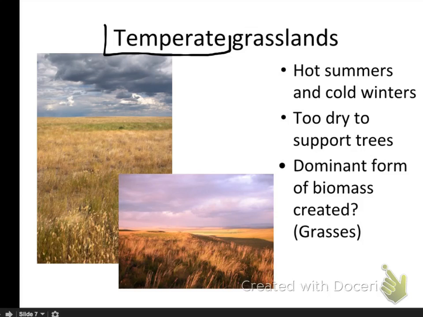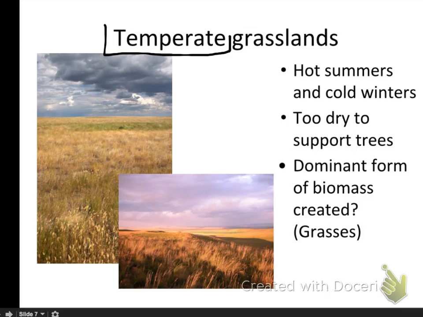They're right down the middle in terms of temperature. They're neither hot all the time nor cold all the time. Their average temperatures tend to be in the middle. If you average their temperature for the entire year, they are temperate grasslands.